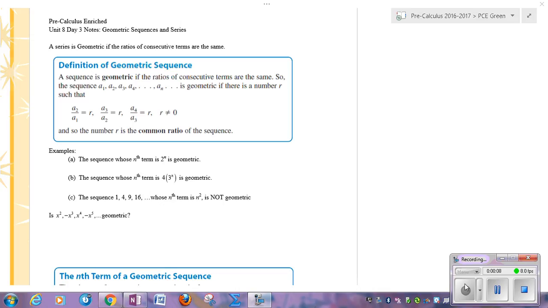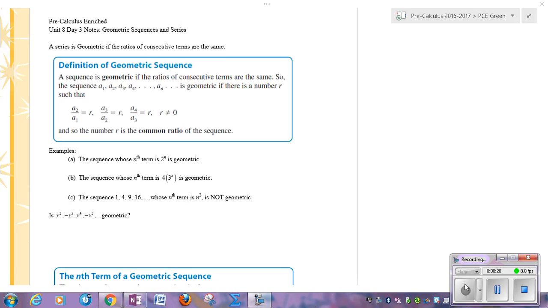So when you're looking at geometric and arithmetic, we had a common difference where we were adding the same number or subtracting the same number to get from one term to the next. In a geometric sequence, you're multiplying by the same number in order to get from one term to the next. Okay, so there's a common ratio between the two.